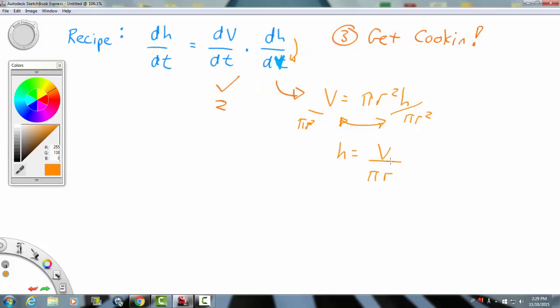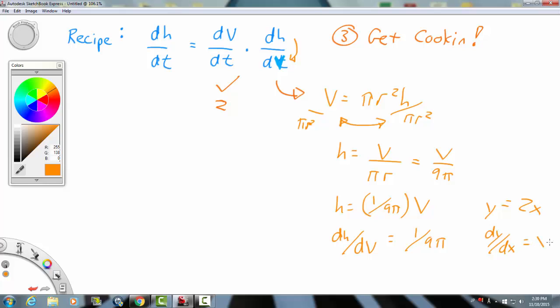Oh, wait. I forgot that the radius is actually 3. So it's V over 9 pi. Great. So if h equals V, let's call it 1 over 9 pi, make that a coefficient by itself, V. Now it's totally easy to derive because it's just a coefficient, and you just do regular derivative stuff. So dH/dV is just 1 over 9 pi, right? Because if it was y equals 2x, then dy/dx would just be 2.